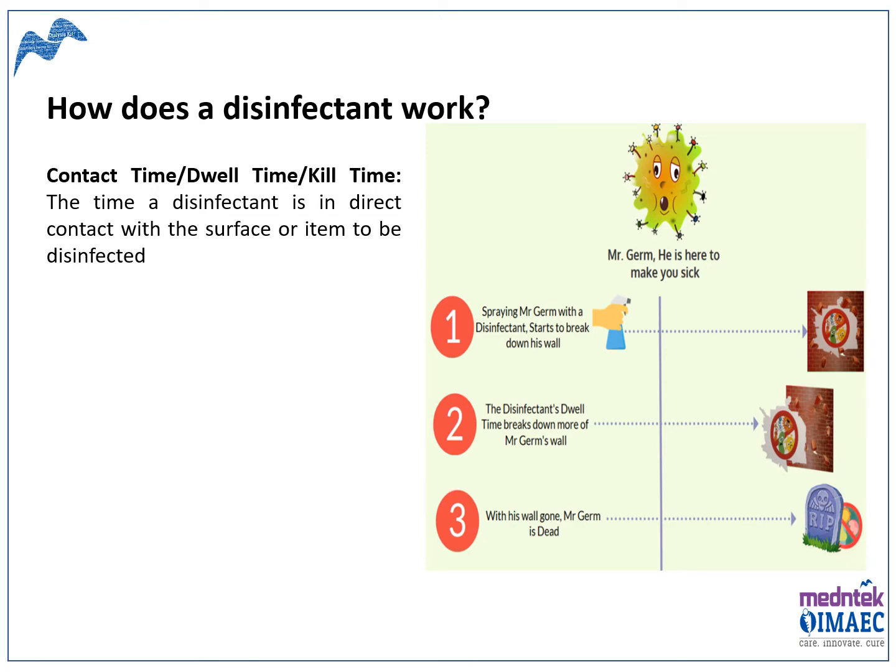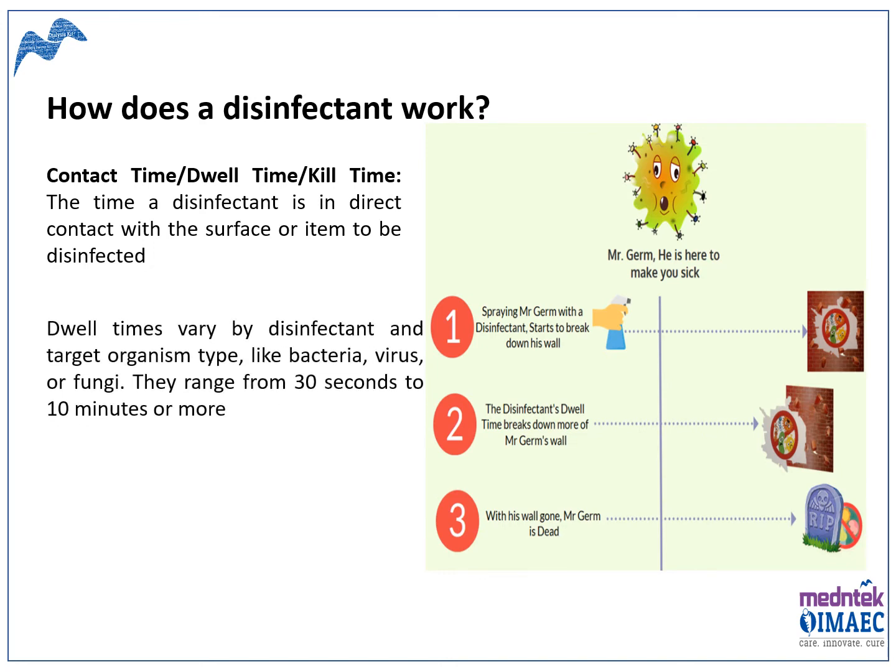So there are various definitions: contact time, dwell time, kill time. It is the time a disinfectant is in direct contact with the surface or item to be disinfected. Dwell times vary by disinfectant and target organism type, like bacteria, viruses or fungi. They range from 30 seconds to 10 minutes. For example, an intermediate disinfectant can generally kill general microorganisms in 10 minutes, but for Mycobacterium tuberculosis it takes 30 minutes. So this is a variation. The molecule is the same, the concentration is different, or maybe the concentration is the same but the contact time is different.